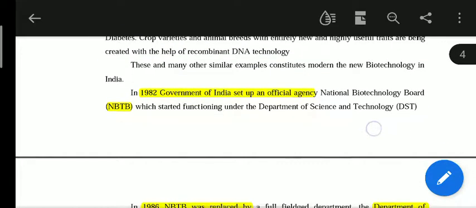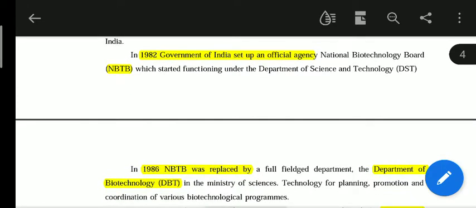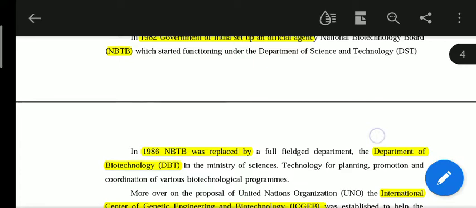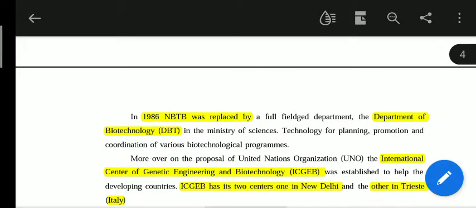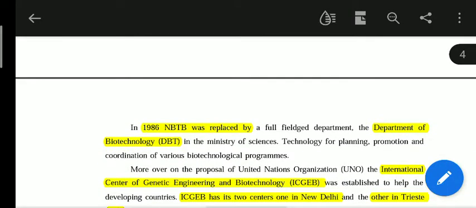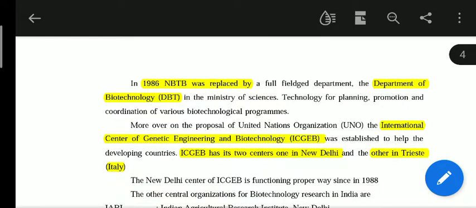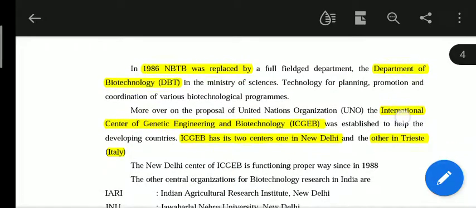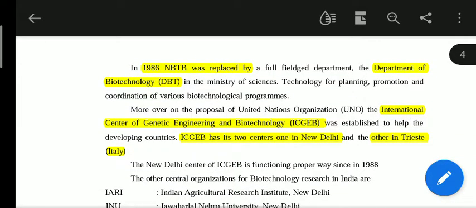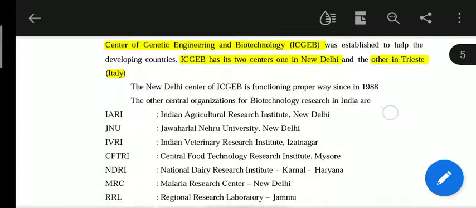coli. Now coming to the history of biotechnology, in 1982, the Government of India set up an official agency, that is NBTB, the National Biotechnology Board, which works under the DST, Department of Science and Technology. But in 1986, NBTB was replaced by the DBT, the Department of Biotechnology. And moreover, on the proposal of United Nations organizations, the International Centre for Genetic Engineering and Biotechnology was established to help the developing countries. So ICGEB has two centers, one in New Delhi and the other in Italy.